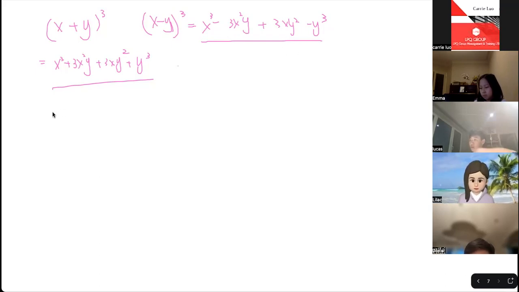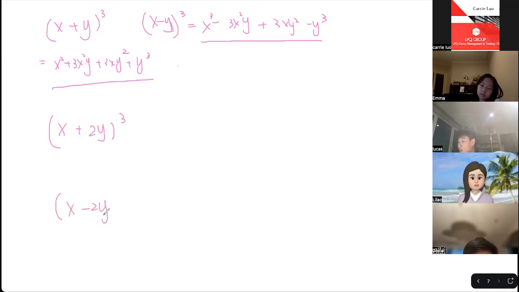Okay, everybody, if you got it, we have two. Sorry, I'll give you an easier one, okay? How about we have (x plus 2y) cubed and (x minus 2y) cubed? Let's do that.